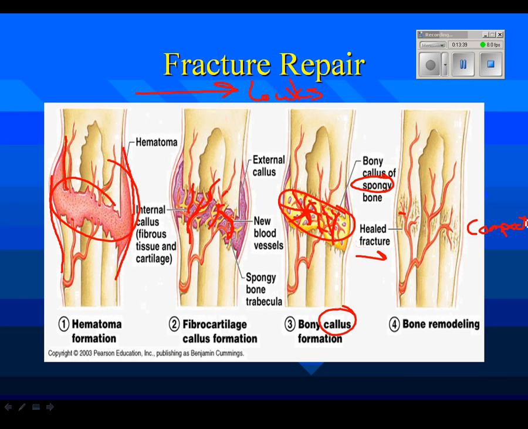Okay, so you get this, and of course, you see that it's swollen here. Your body's reaction to a stress is to lay down more than you need. And then, over time, osteoclasts will wear that away and make it smooth again.